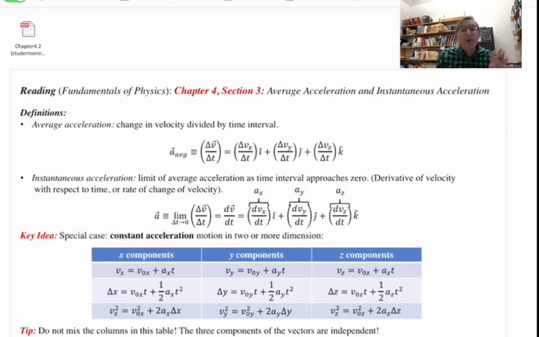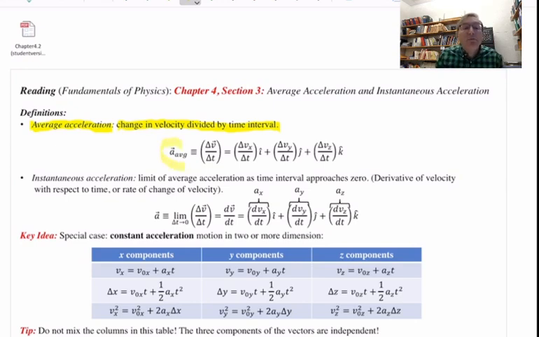The only thing that's different now in Chapter 4 is that we have 2 or 3-dimensional motion, and so we have to be very careful that all vector quantities are treated by their components. Okay, so starting with definitions, just reminding you, first we'll do average acceleration, its definition, then instantaneous. So average acceleration is defined to be change in velocity divided by time interval, just like in Chapter 2. Here's the notation.